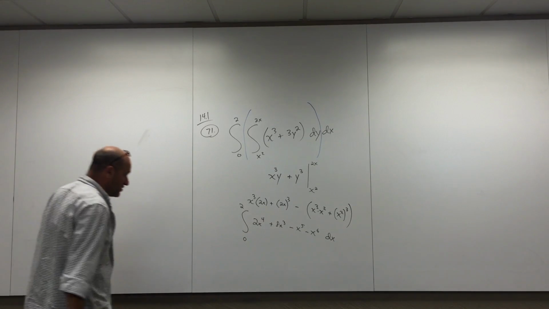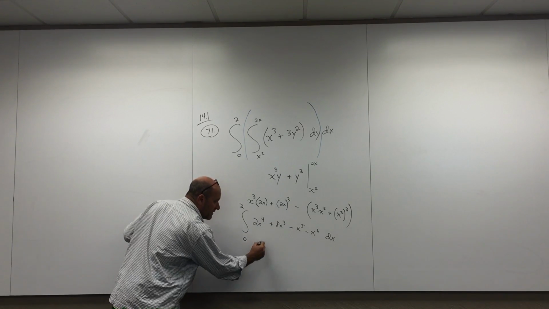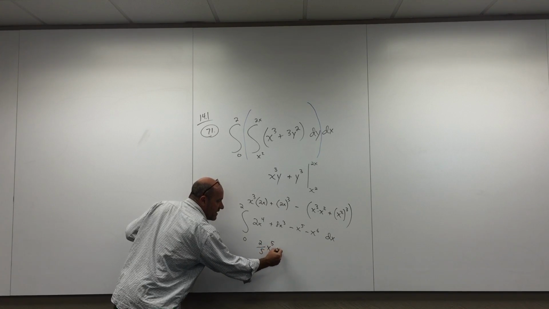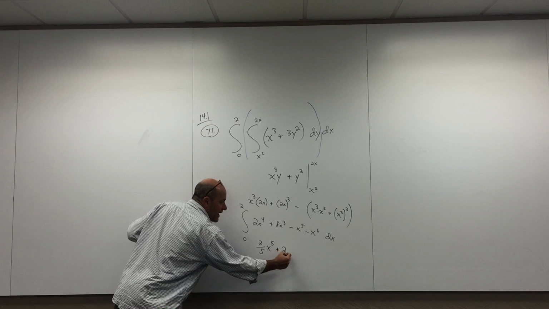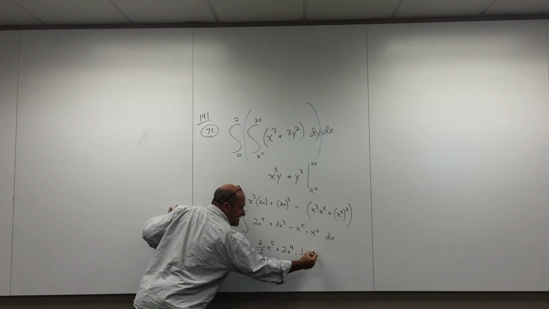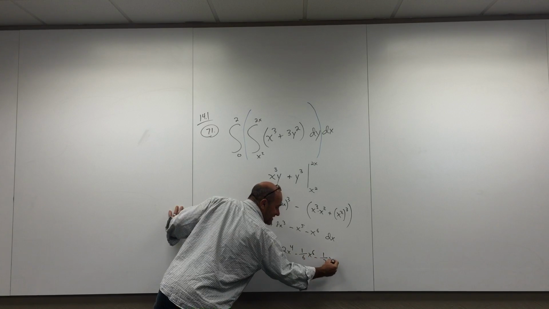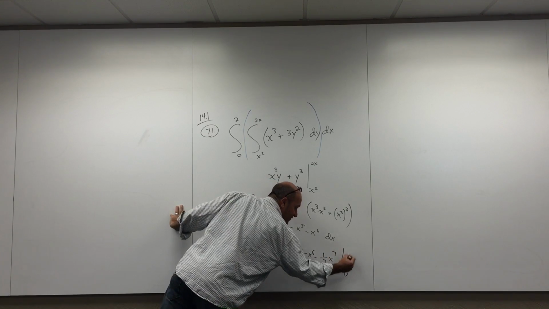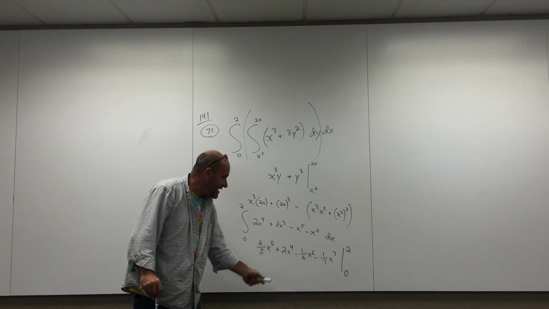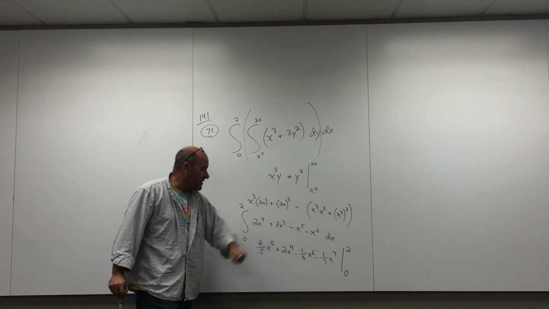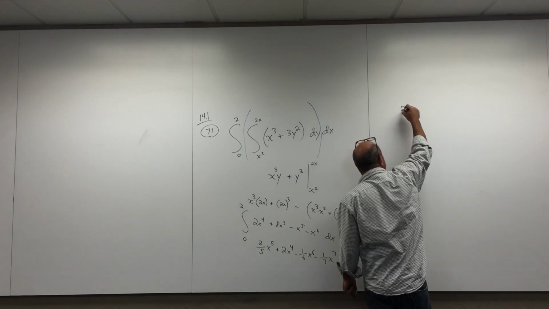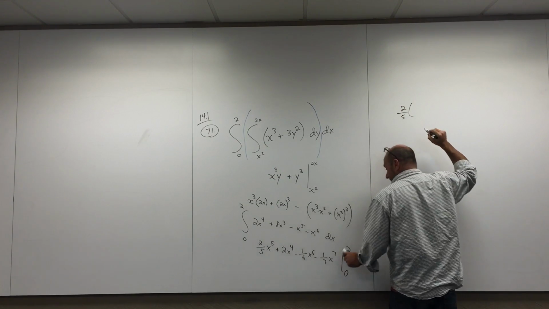It's kind of a large one, but we can handle it. It's easy little power rules. 2/5 x to the 5th, 2x to the 4th, 1/6 x to the 6th, 1/7 x to the 7th, evaluated from 0 to 2. When I plug in the 2, that's basically my answer. When you plug in the 0, you get a bunch of zeros. So plugging in a 2 is the fun part.